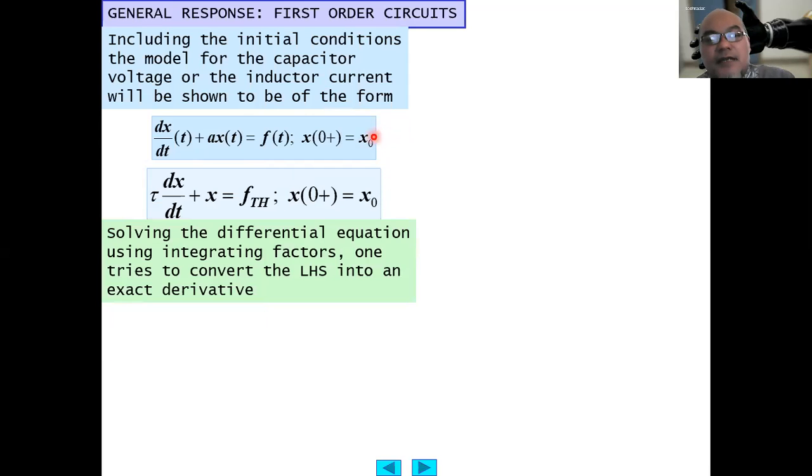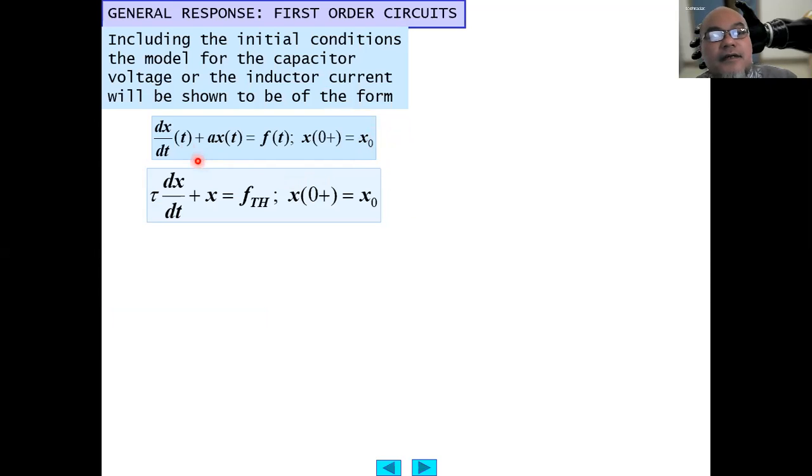Okay, so then this can be re-expressed again as this one. If we divide each term with the parameter a, this becomes tau dx/dt. So tau here equals 1 over a, and x(t) equals f(t), the Thevenin equivalent forcing function.